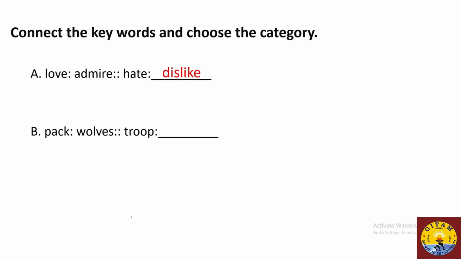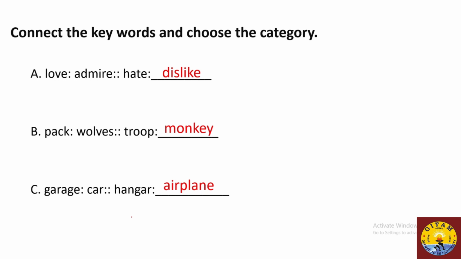Pack, wolves. Remember, pack, wolves. When I see a group of wolves, what do I say? A pack of wolves. Right? A bunch of flowers. A fleet of ships. The same way, a troop of monkeys. A murder of crows. Garage, car. Garage is a place where cars are parked. Hangar is a place where airplanes are parked.